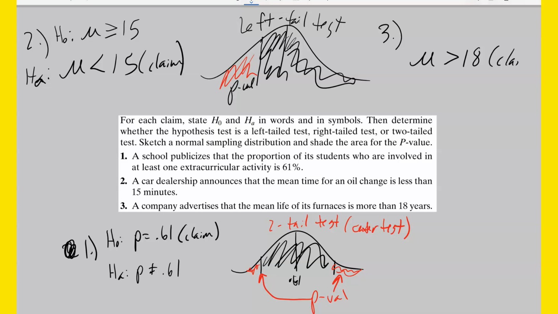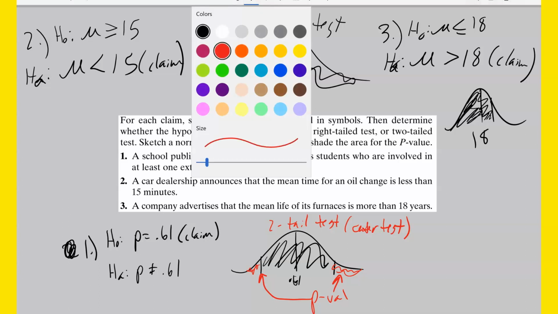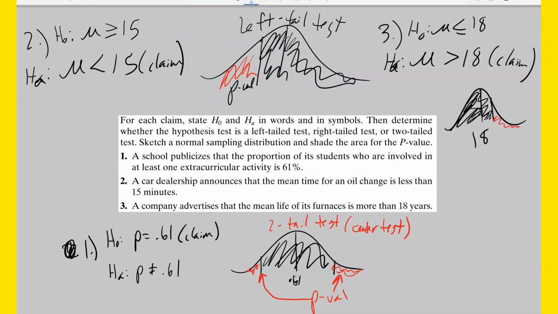This is the claim. And since that doesn't have an equality sign, then that's got to be HA. So H naught will be the opposite of that, which is mu is less than or equal to 18. So here's the 18. Everything this way supports H naught, and even so far over here would not allow us to reject H naught, but there would come a point over there where we would be able to reject H naught. And so that's the p-value of this being called a right tail test.